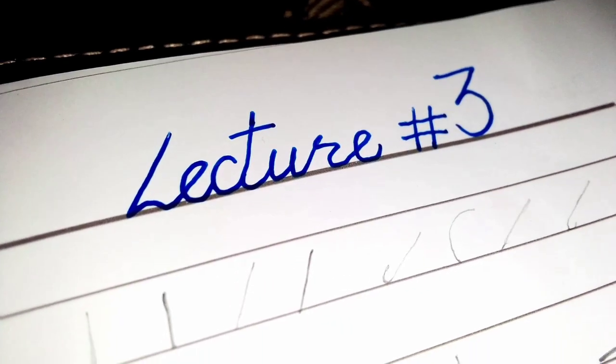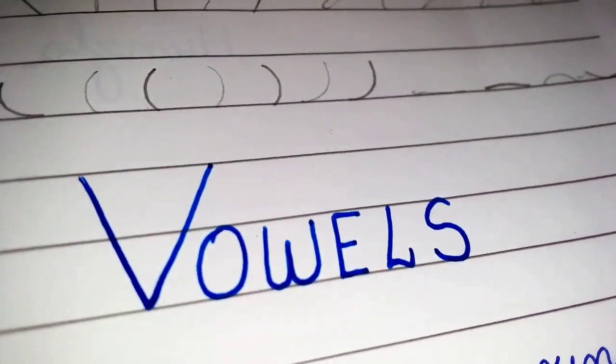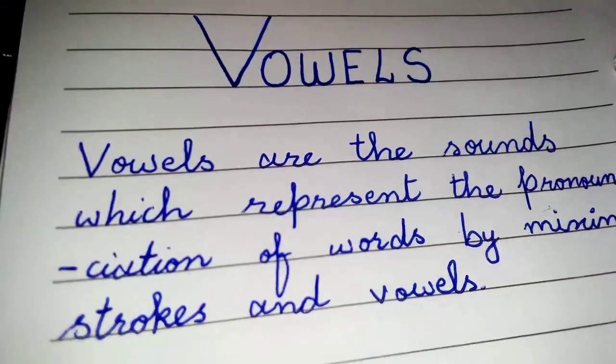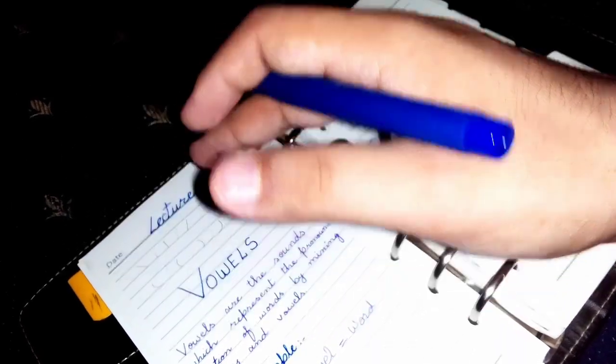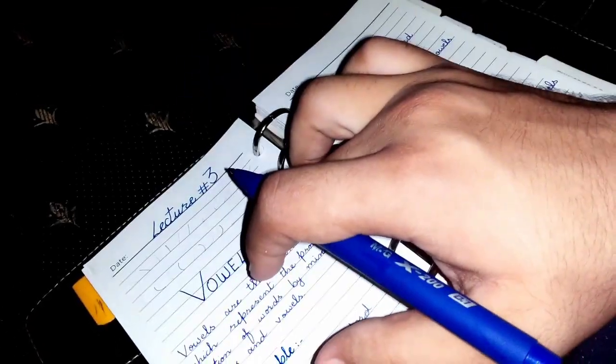We have learned strokes, downward and upward, curve and horizontal. Now we are going to discuss the vowels. Vowels are the sounds which represent the pronunciation of words by mixing strokes and vowels. Shorthand is totally based on sound, therefore vowels are the main root for understanding the stroke's identity for words.